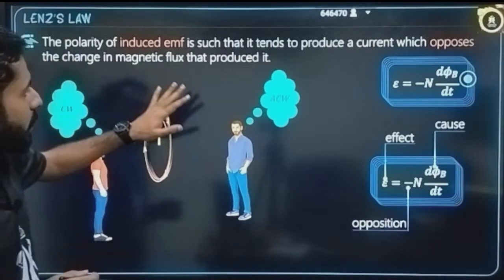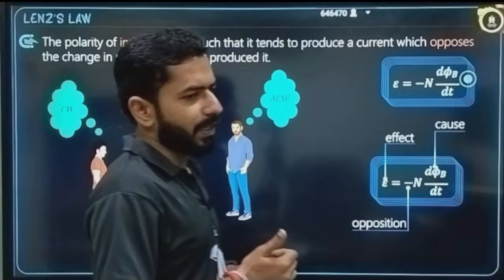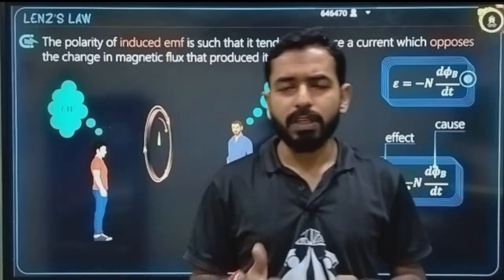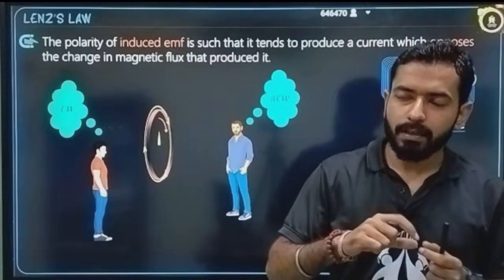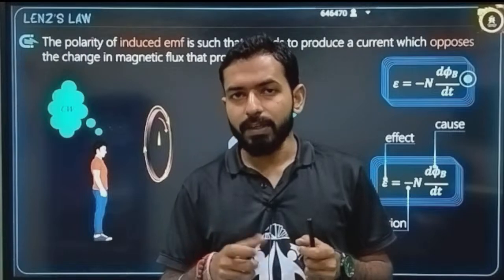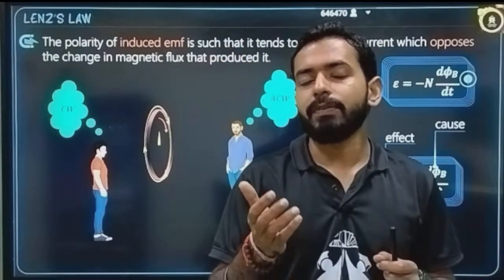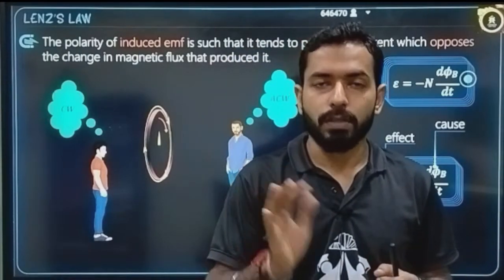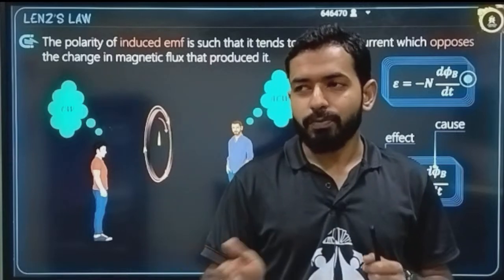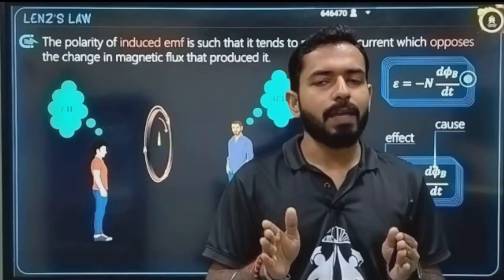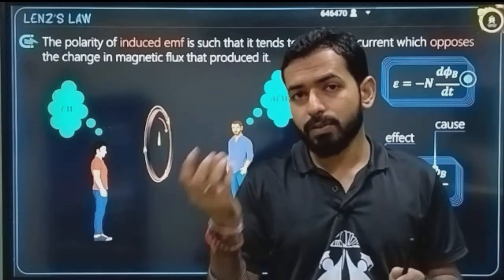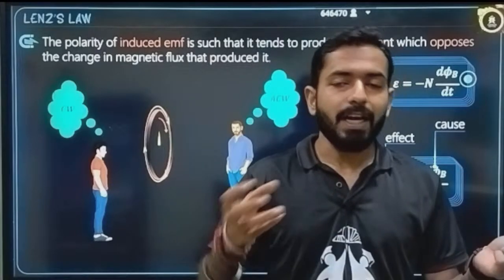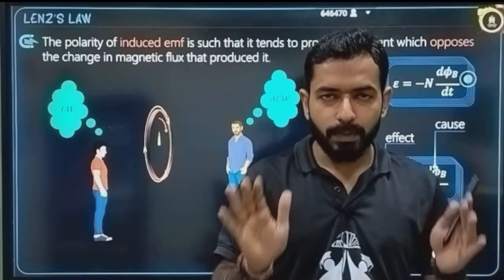The polarity of the induced EMF is such that the induced EMF that will be generated will induce itself in such a way that it will always oppose the cause. For the next 10 to 15 minutes I am going to explain only what this cause is, what this oppose is, and how this is getting induced. Only this much.